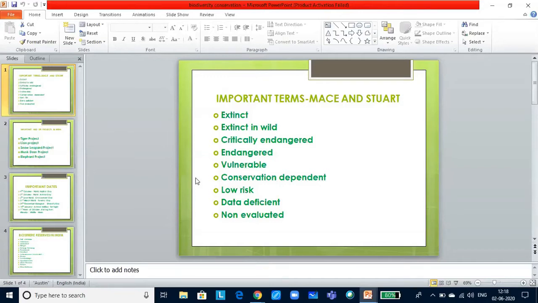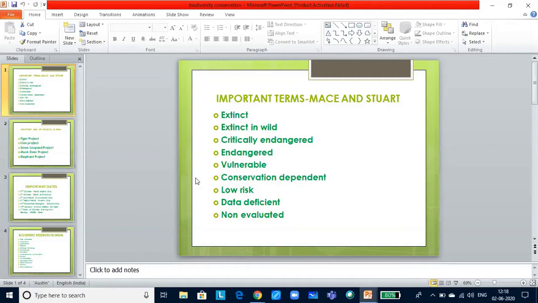Its purpose is to provide awareness of the degree of threat to biodiversity, provide a global index about the already declining biodiversity, identification and documentation of species which are at high risk of extinction, preparing conservation priorities, and help in conservation action. Now, according to Mason and Stewart, they identified these categories, and these categories are very important. You should know the meaning of them.